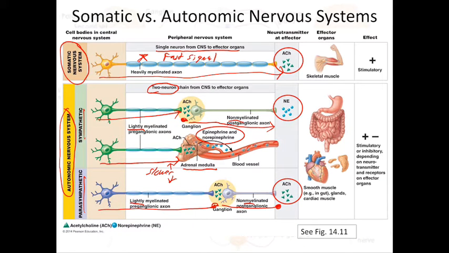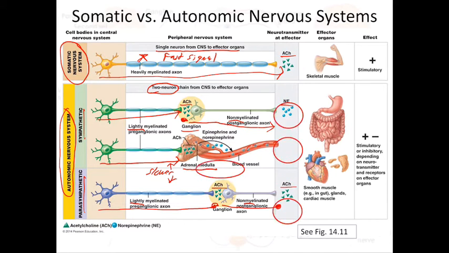Okay, and then we have differences in neurotransmitters. It's always going to be acetylcholine at the end of a somatic neuron. In the sympathetic nervous system, it's almost always going to be norepinephrine. At the end of parasympathetic, it's always going to be acetylcholine. And then we also have this in the ganglion where the pre and post ganglionic neuron interact. We have acetylcholine on the sympathetic side as well as acetylcholine on the parasympathetic side.